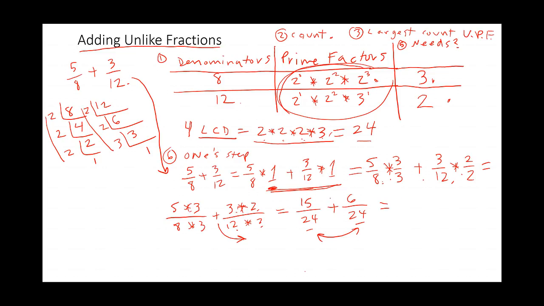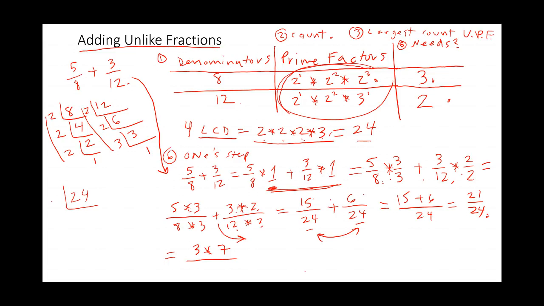So now we can take the operator and the 2 numerators. 15 plus 6 divided by 24. We get 21 over 24. And if we break that apart, 21 is made up of prime factors 3 times 7. And 24, that's made up, well, you might have to come off to the side.